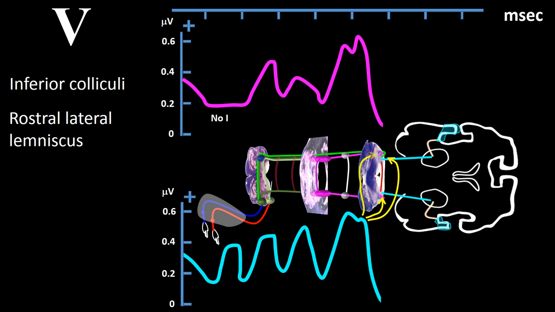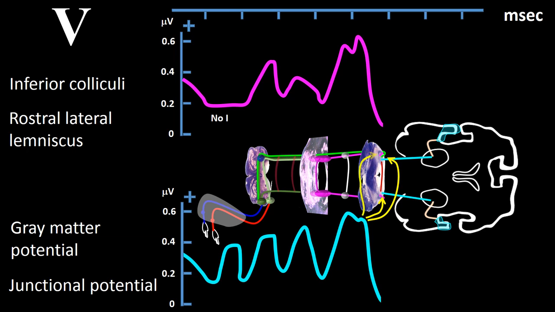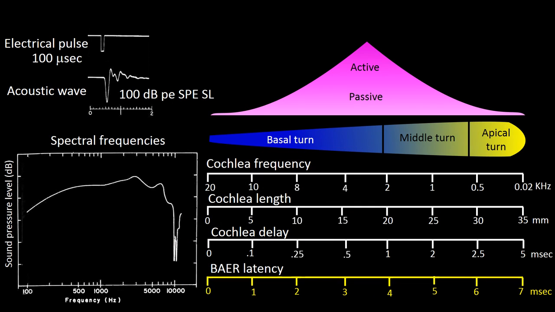Wave 5 originates most likely from the inferior colliculi, perhaps with some contribution from the lateral lemniscus. It is believed to be due to gray matter potentials and white matter junction potentials created at that level. I have introduced this figure before, initially when I talked about wave 1, to give you a few more facts about wave 5 in this case.